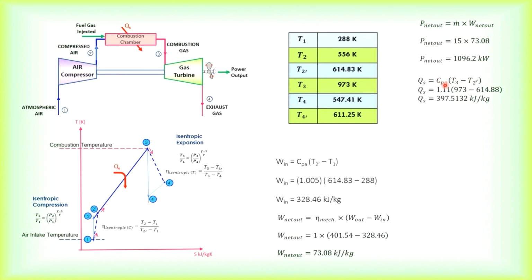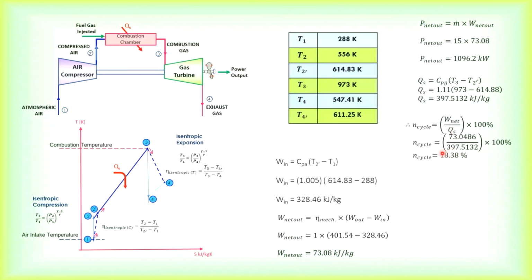So for the heat supply, remember, the combustor is on the gas side. That is why we use CPG here. And it's the difference between 3 and 2 prime, not 3 and 2. You have to look at the diagram, because certain diagrams give you this as 2 instead of 2 prime, then you will have to take T3 minus T2. Okay? So that's the heat supply. So cycle efficiency, remember, is net work out over heat supply.